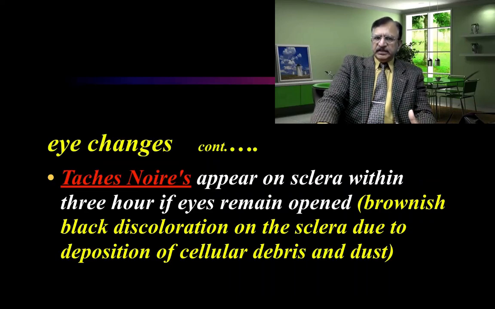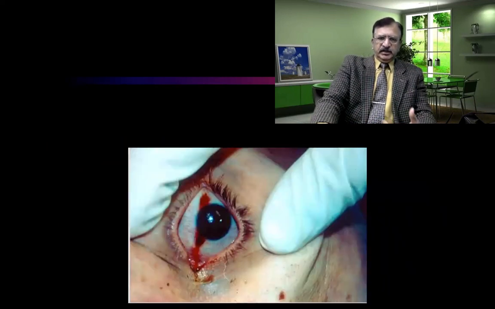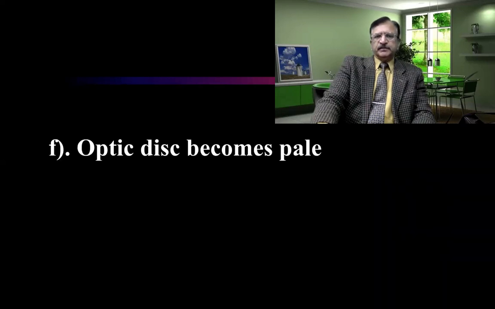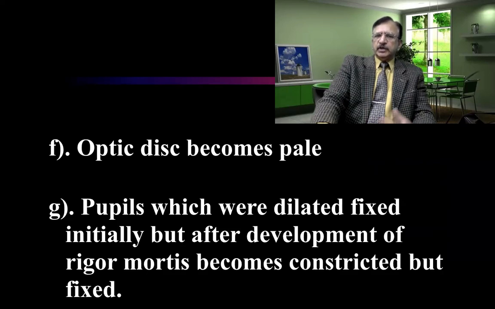Then tache noire. This appears on the sclera within 3 hours if the eyes remain open: a brownish black discoloration on the sclera due to deposition of cellular debris and dust. And this is how it appears. The optic disc becomes pale. Pupils which were dilated and fixed initially become constricted but fixed after development of rigor mortis.